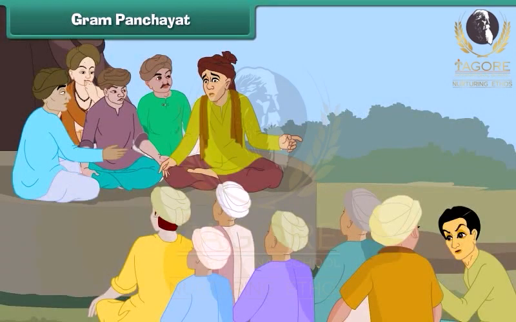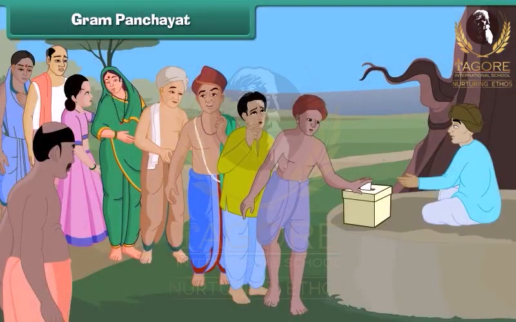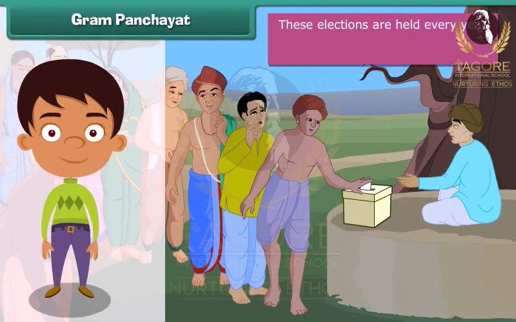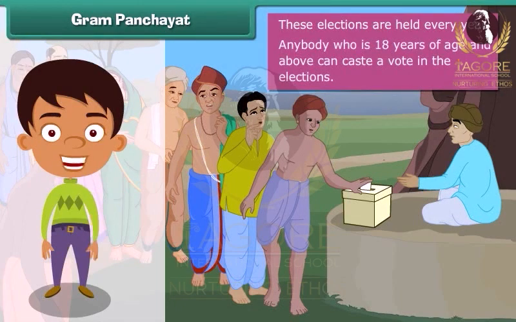Gram Panchayat. A Gram Panchayat is the local government of a village. It is formed by members elected by the villagers in the Gram Panchayat elections. These elections are held every year. Anybody who is 18 years of age and above can cast a vote in the elections.